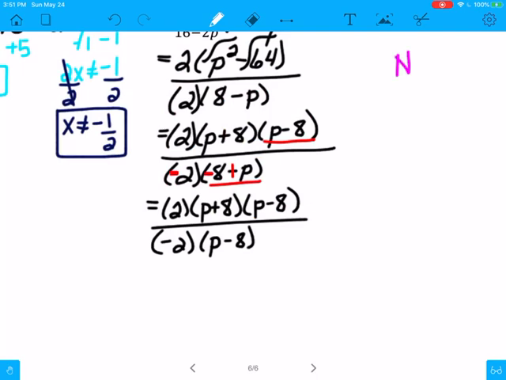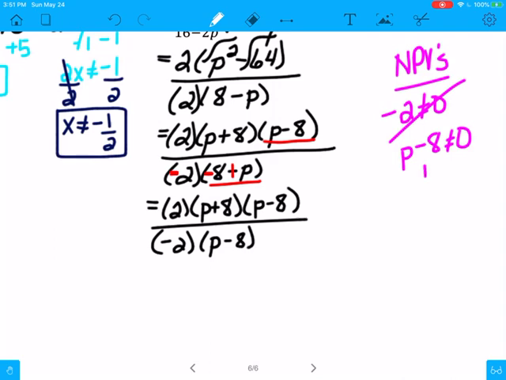So I'm going to do my NPVs next because I have to do them before I cancel, and I always catch myself sometimes trying to cancel before because I see things that match and they make me super happy. So negative 2 cannot equal 0 is true, non-NPV. P minus 8 cannot equal 0. Add 8. P cannot equal 8 is my non-permissible value.